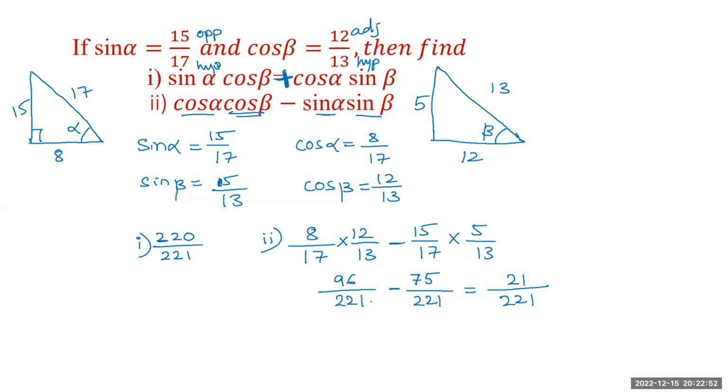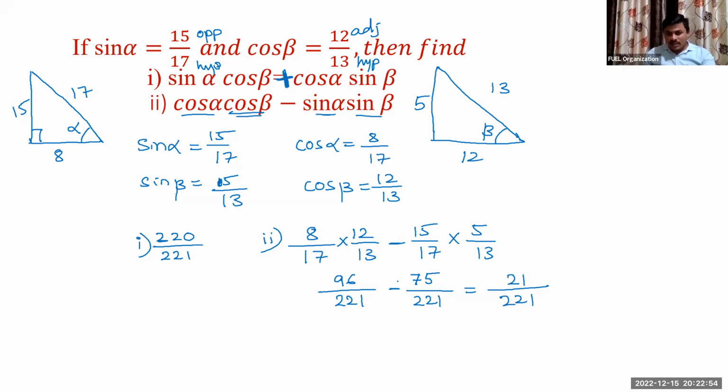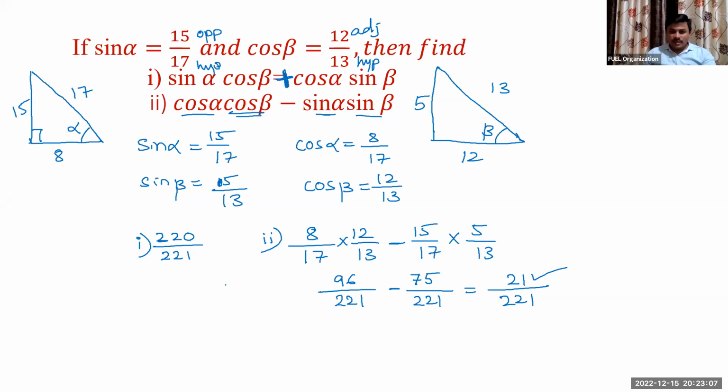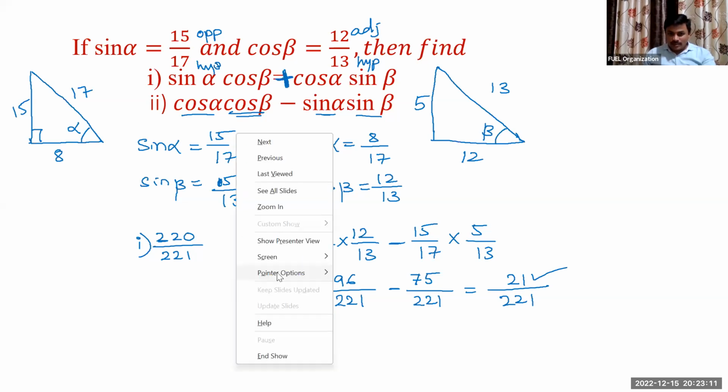Very good. The denominator 221 is fixed. In the numerator, 96 minus 75 you do, you will get 21. So this is the final answer. Understood? Okay. Very good. So the next question is for you people only. You all should tell me the answer. If you want to take a screenshot of this, you can take it now.